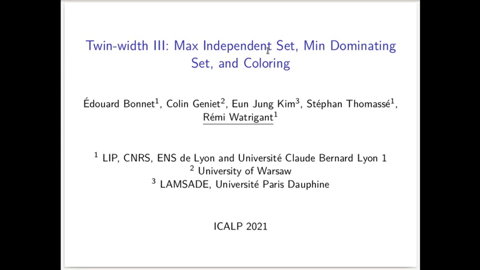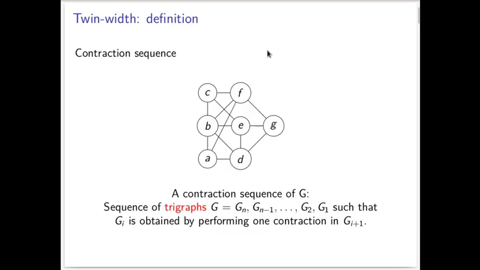So as the title suggests, this is the third paper of a series devoted to a new graph parameter called twin width. Before I present the new results of this paper, let me briefly introduce what twin width is. Twin width is a graph parameter, an integer value defined for every graph, and at the heart of this new parameter is the concept of contraction sequence.